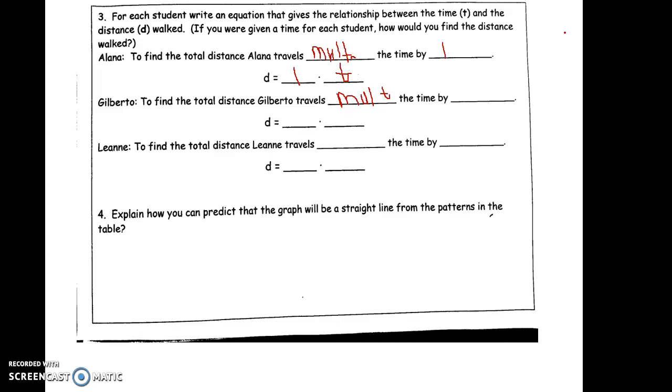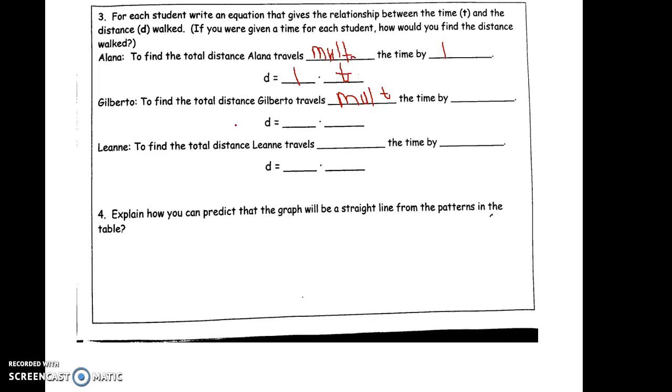So I've already started filling this in for you to show you how we're going to be looking at the equation. So for the equation, what are we doing to the time to get the distance? And Alana's the harder one because it's so easy. So to find the total distance that Alana travels, you could multiply the time by 1, and you would get the distance. And then you can look in her table and see if I'm right about that. Notice that 1 is her walking rate, 1 meter per second, and you multiply by that 1 to get the distance.